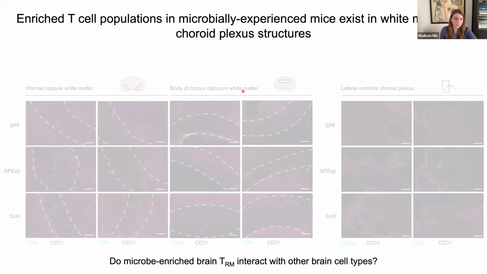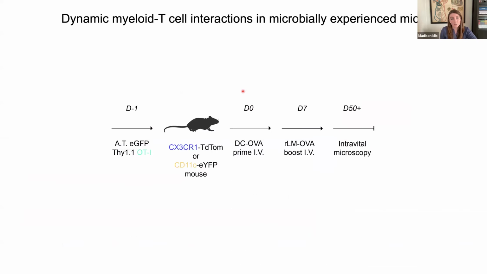Then we appreciated that, of course, these cells are in the brain, and we wanted to know if they act in a solitary fashion or if they are dynamically interacting with other brain cell types. Based on those UMAP projections, the most obvious candidate immune cells to look for interactions would be myeloid cells like microglia, monocytes, or DCs. We had several ways to approach this: immunohistochemistry and flow cytometric data. But for the purposes of this presentation, I wanted to highlight a technique that is quite unique to our lab, which is intravital microscopy.